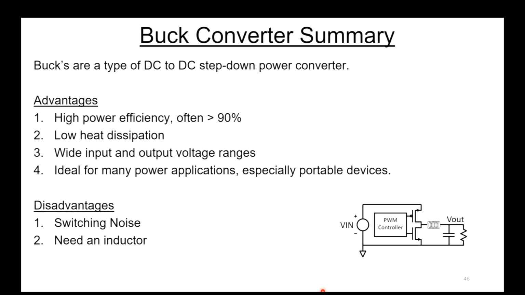Okay, buck converter summary. They're a type of step-down power converter. They often have power efficiencies well over 90%. And hand in hand with that, you have low heat dissipation. You have a wide input and output voltage range. And bucks are ideal for many power applications, especially portable devices. If you're running off a battery, you don't want to dissipate much power. The disadvantages are switching noise. This thing ping pongs all over the place. And you need an inductor.